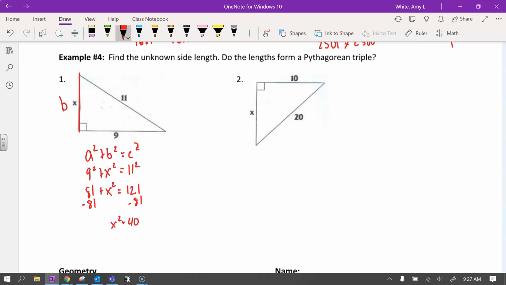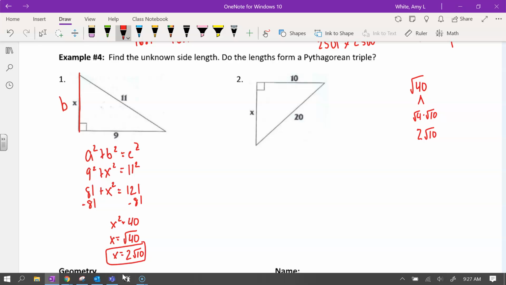Now right away, I know that this is not a perfect square. So I know that if I put this in my calculator, I'm going to get a decimal because I'm going to get x is the square root of 40. But we will be simplifying our radicals. When we simplify a radical, we look at the square root of 40 and break that down. That's the square root of 4 times the square root of 10, which would give us 2 square root of 10. So in this case, x is 2 square root of 10.